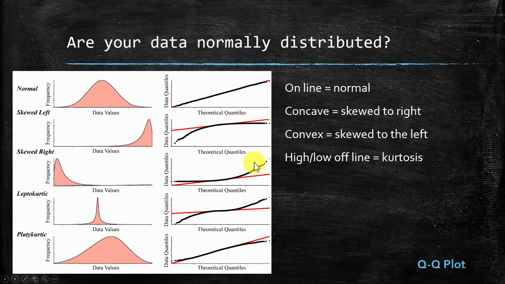You get the opposite pattern if you have a skewed to the right type distribution. So again, more of a concave shape in the QQ plot. Here we have a leptokurtic distribution, so it's more pointy or light-tailed in comparison to a normal distribution, and you can see the divergence at high or low values. And then we see the opposite pattern when we have a platykurtic distribution, which is heavier tailed in comparison to a normal distribution.